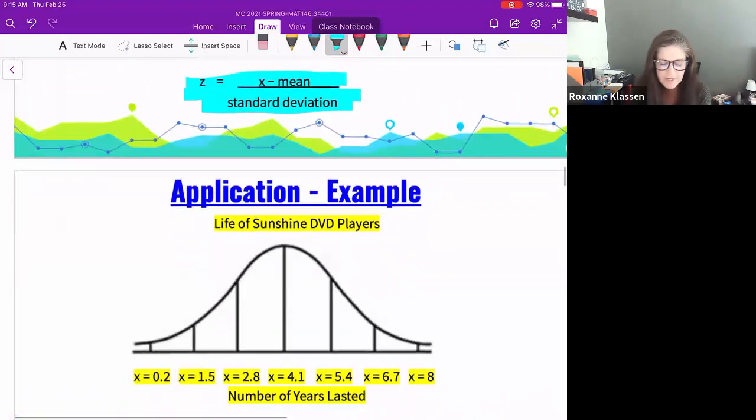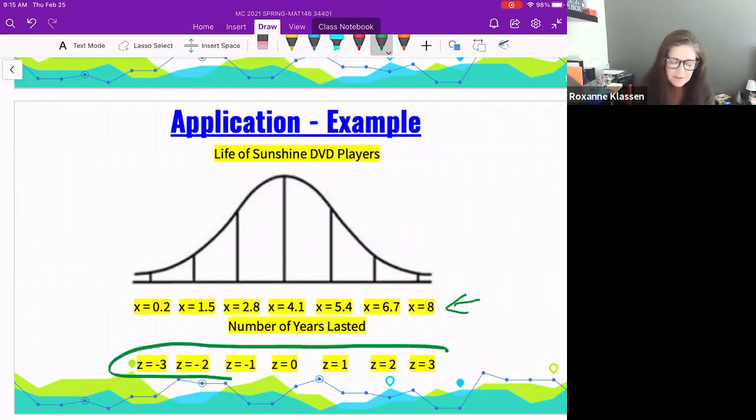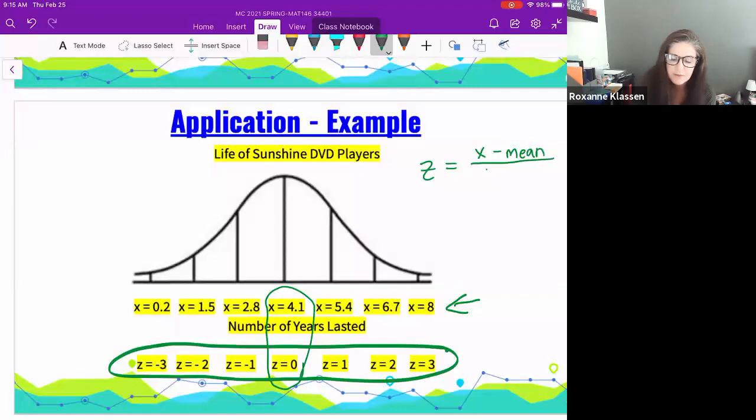So if we look at our picture that we just had, our Life of Sunshine DVD players, we had these scores already. These were our data values. Those were in years. Now I added these z-scores. And let's think about how that makes sense. Let's look at the connection between these two right here. Remember, a z-score is found by taking the x value minus the mean and dividing by the standard deviation.